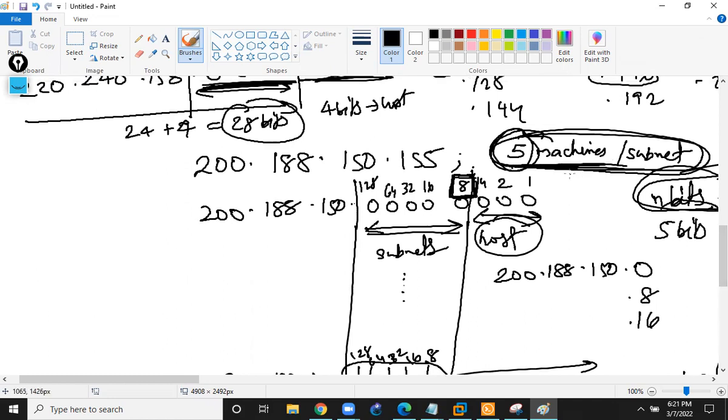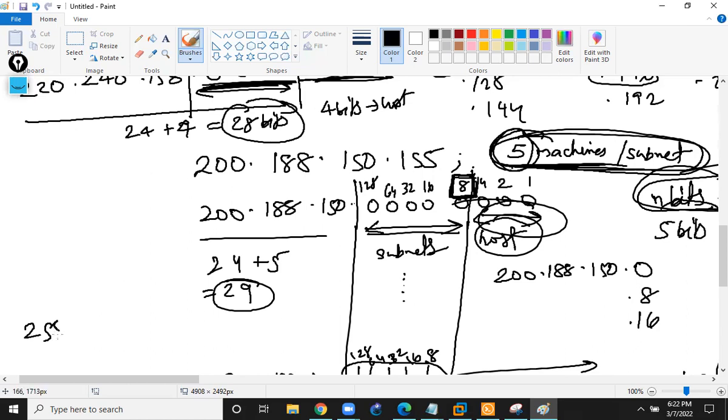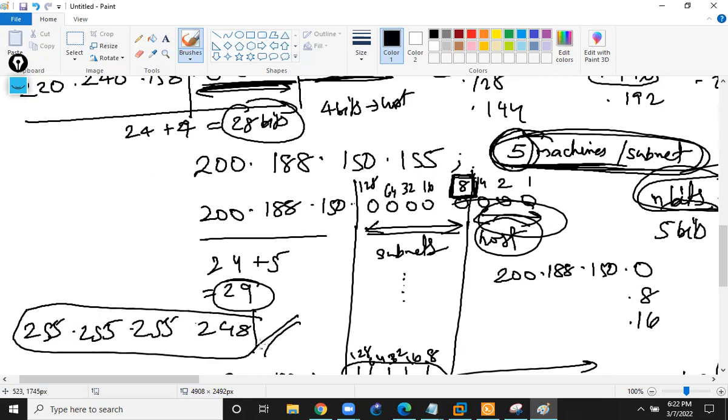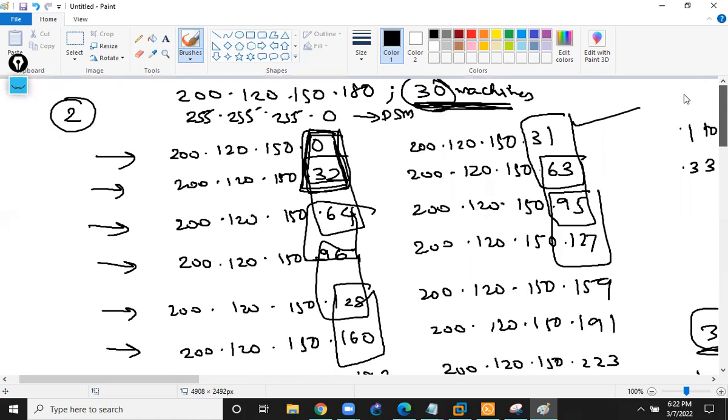So now here, 5 machines. How many bits have you added to the network? 5 more bits, right? Previously you had 24 bits, you added 5 more, so in total you have 29 bits in the network portion and 3 bits in the host portion. So 29 ones will be there and the rest will be zeros. The required subnet mask will be 248. Clear? And for the last question, what will be the required subnet mask?